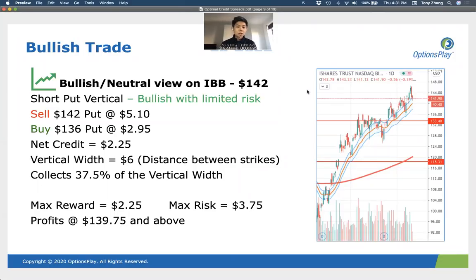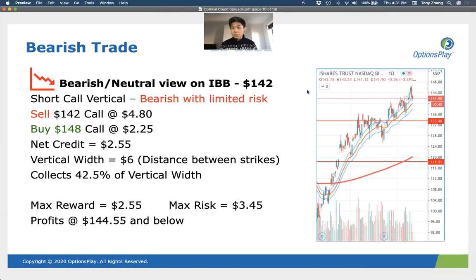Okay, so let's just take a look at a bearish example here. Now, let's just say you have a contrarian view on IBB. You believe that IBB is near a top. You think it's going to start reversing lower for whatever reason, perhaps reversing a little bit lower. So as an options trader, what you can do is naturally, as a first step, you might want to sell a 142 call option.